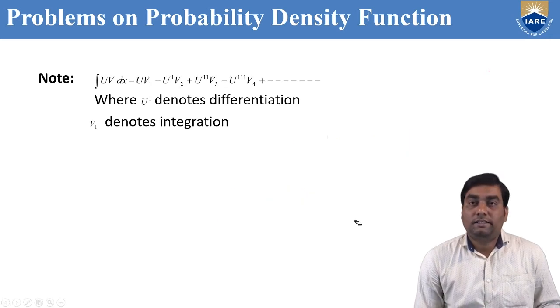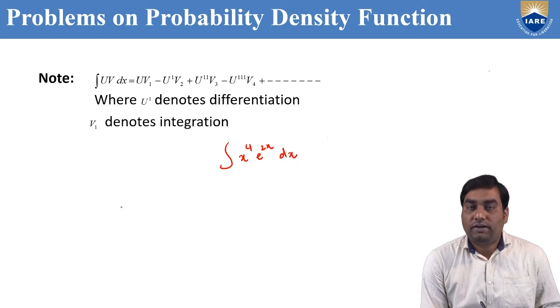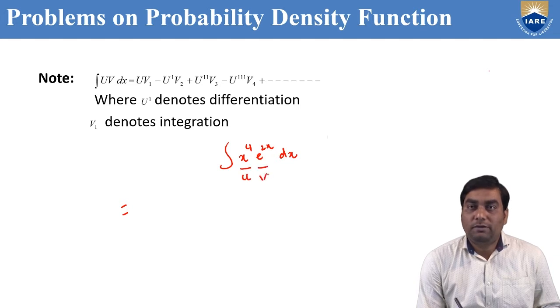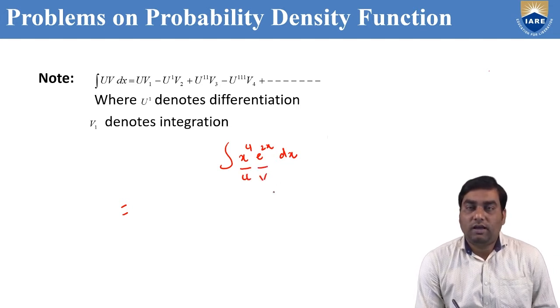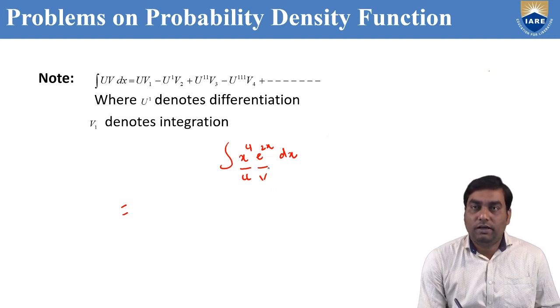Simple. Similarly, if I take one more example, x power 4, e power 2x dx. For this, what is u? x power 4 is u. What is v? e power 2x is v. As per IARE. Now, directly we can do it, first starts with u.